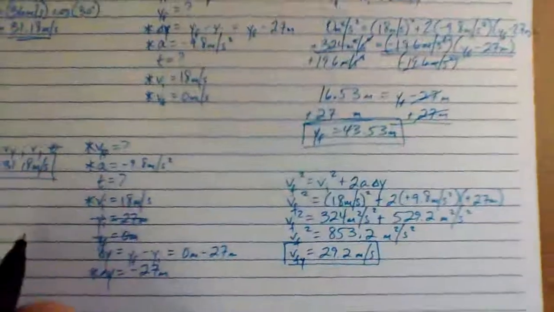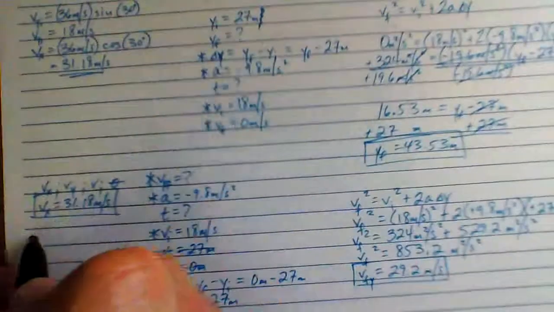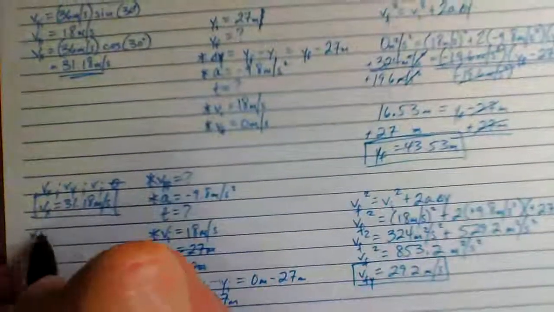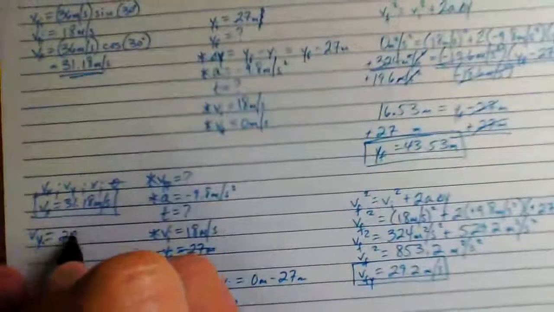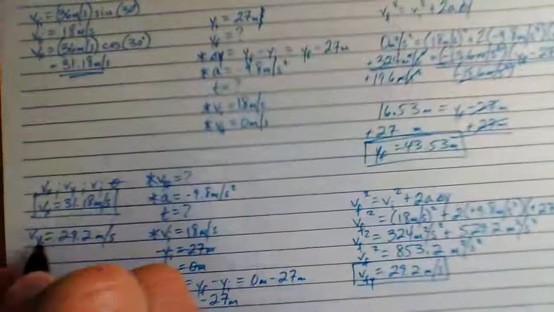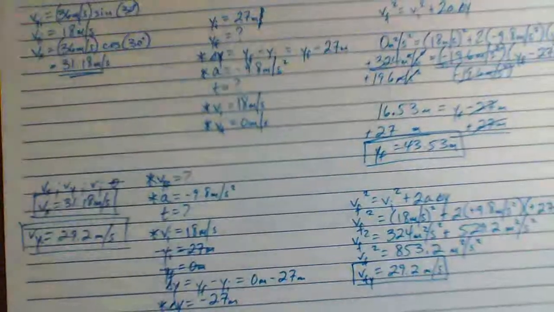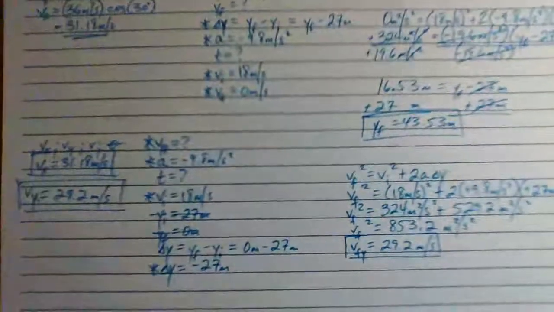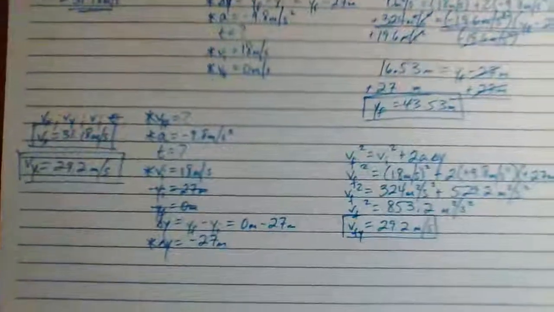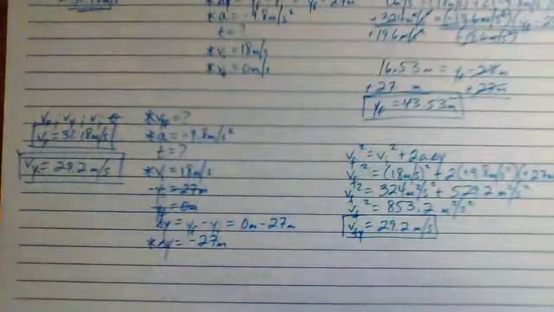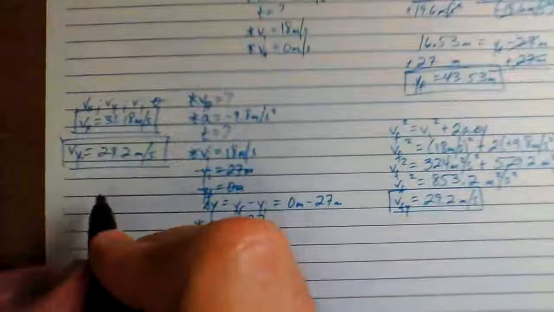If you guys want to keep track of everything over here, you can do that. Vy equals 29.2 meters per second. Note, this is not the answer that should be found on the homework because they're different numbers. So at this point, I'm going to go ahead and draw my triangle here.